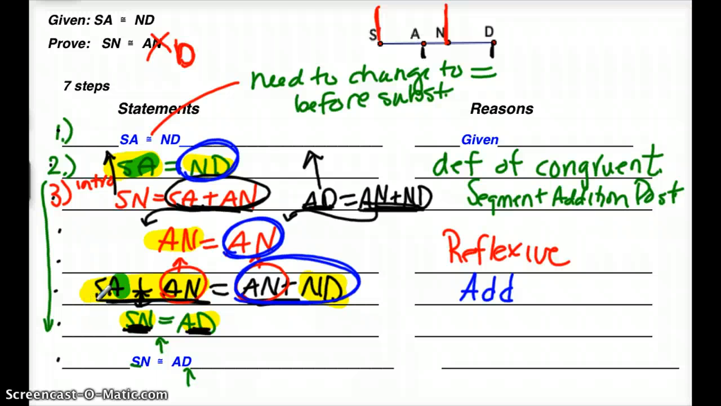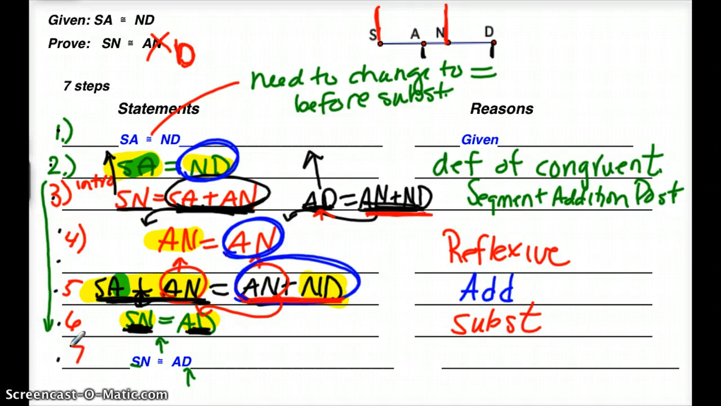From here, here's SA and AN. I'm putting SN in its spot. In number 3, SA and AN are equal. So that's called a substitution. And if you want to check the other one out as well, here's AN and ND. It's the same thing as AD. So I've substituted. And then from, this is 1, 2, 3, this is 4, this is 5, here's 6. From 6 to 7, you went from equals to congruent. So that would be definition of congruent.